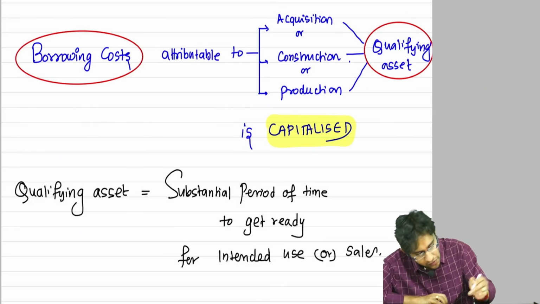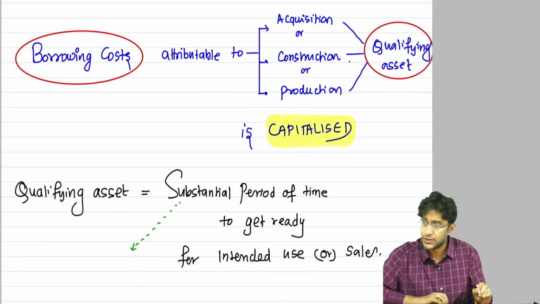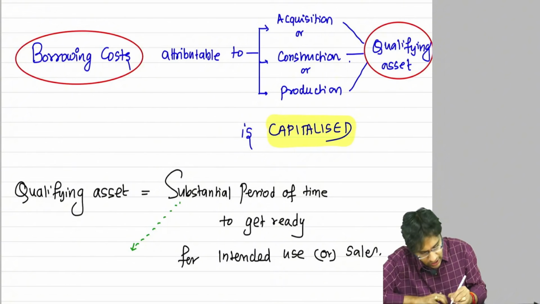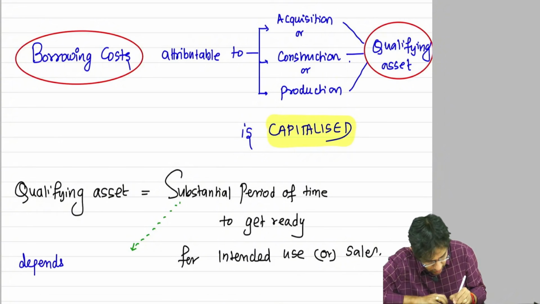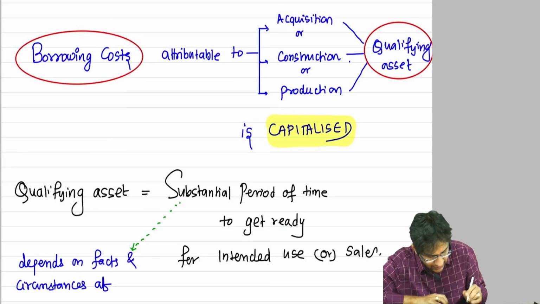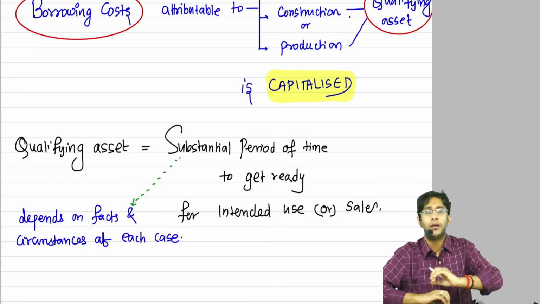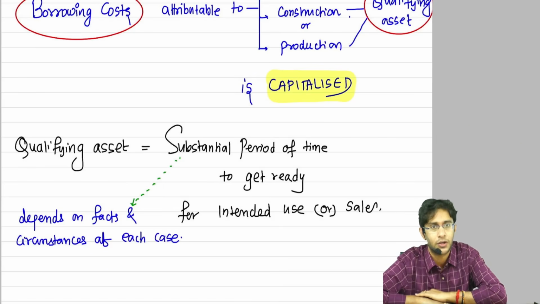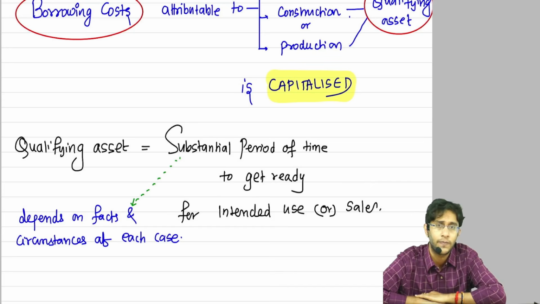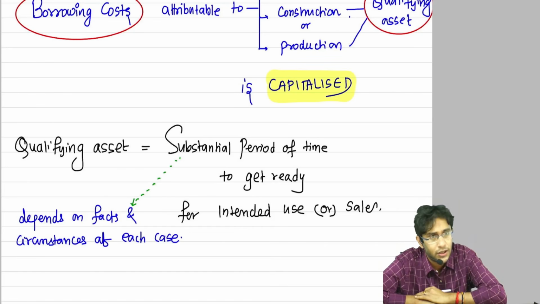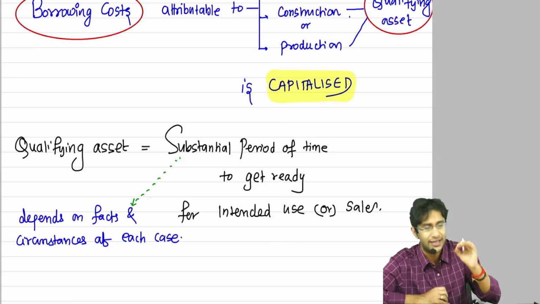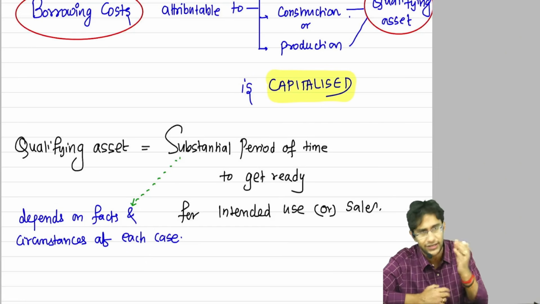Now, substantial period of time means what? What is substantial? It depends on the facts and circumstances of each case. Sometimes a 9 months period is also substantial. Sometimes 3 months is also substantial. Sometimes 6 months. Sometimes 5 years is substantial. It depends, sir. You cannot have a single timeline for that. Each case you decide.